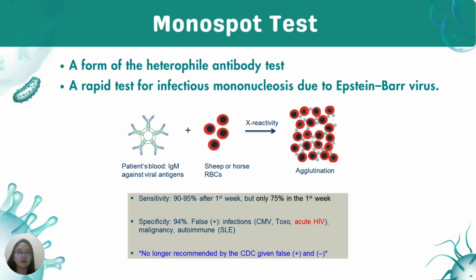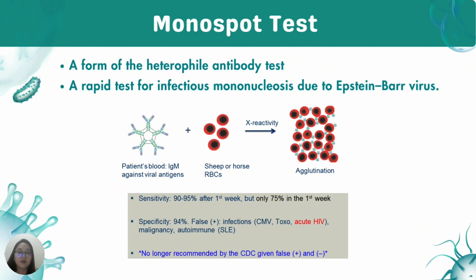Okay, so here, sensitivity is 90 to 95% after the first week, but only 75% in the first week. Meaning, in conducting the monospot test, we have to wait for at least one week to prevent false negative results, since this test is more detectable or more sensitive after one week of infection.